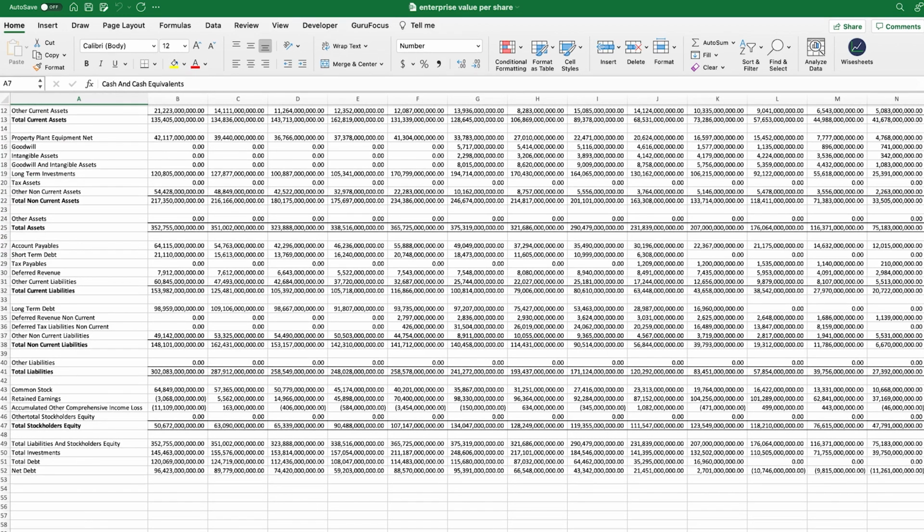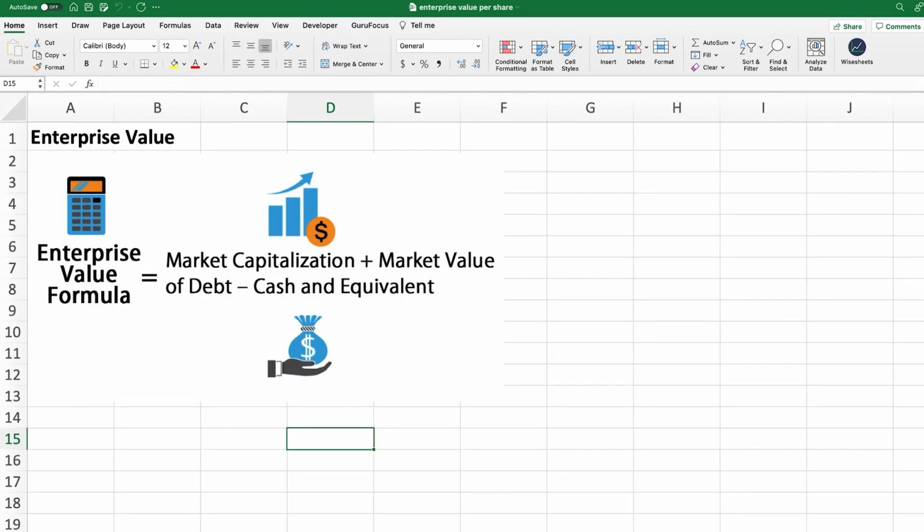So in order to determine the price that you're paying for that particular company, you have to take those factors into account, and that's where the enterprise value formula becomes really helpful. As you can see, the enterprise value formula is very simple. What you need to do is take the market capitalization, and the market capitalization is essentially the price that you're paying for that particular company.